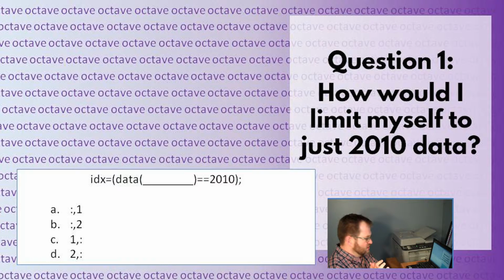I didn't have a lot of room on the slide to make this all work the way I wanted. Question one asks, if I had this array called data, how would I limit myself to just the 2010 data? What would be the index array I would be creating? I have a line here where my IDX array is equal to, and there's a blank in there where I missed something, equal to 2010. Is it A, colon, comma, 1; B, colon, comma, 2; C, 1, comma, colon; or D, 2, comma, colon? Which of these is the correct way to set up the index array such that it will help you extract just the 2010 data from our data archive?